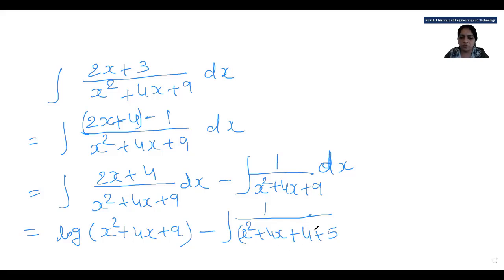So this is the perfect square, right? This is x plus 2 whole square. So we'll do it with the 1 upon x square plus a square formula, which gives 1 upon a tan inverse.